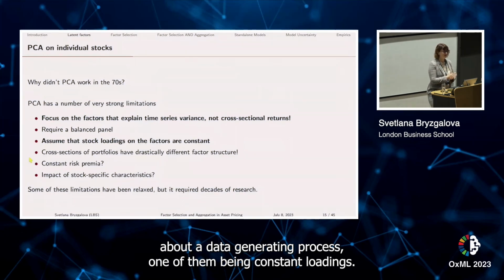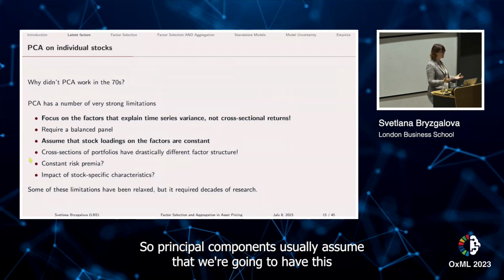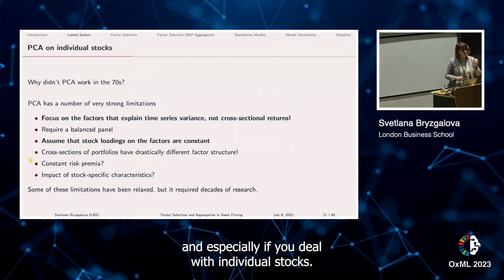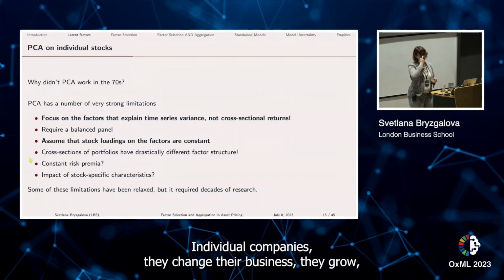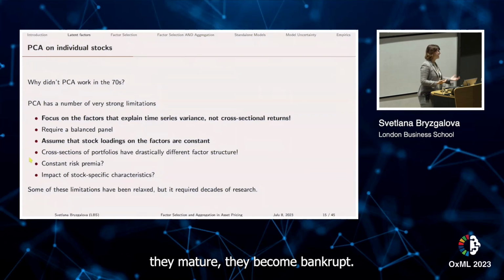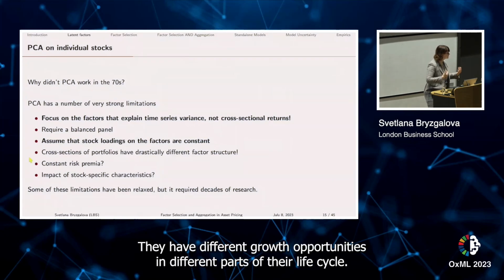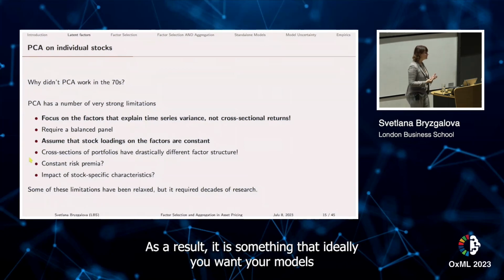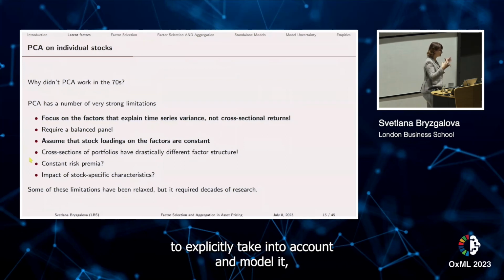One of them being constant loadings. So principal components usually assume that we're going to have this constant exposure to the underlying risk factors. And especially if you deal with individual stocks, that is simply not true. Individual companies change their business. They grow, they mature, they become bankrupt, they have different growth opportunities at different parts of their life cycle, so they have different exposure to systematic risk. As a result, it is something that ideally you want your model to explicitly take into account and model it.